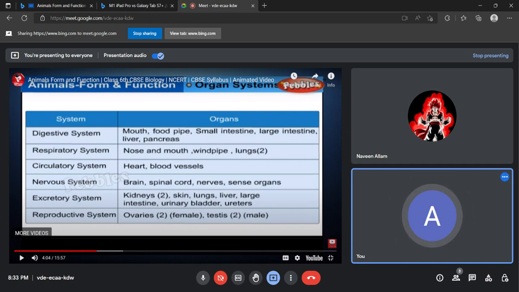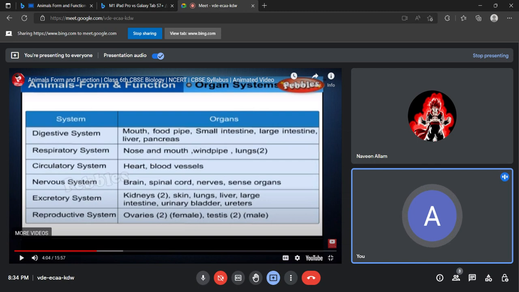Now we have the respiratory system. So where do you breathe from, take the air from? You will take the air from the nose, and sometimes you can take the air from your mouth as well. So your nose and your mouth. And where does the air go? Then it will go to the windpipe. From the windpipe it will go to the lungs. There are two lungs in our body, so that is why this two in number is there. So we have nose and mouth, then we have windpipe, and from that the air will go to the lungs. So this is the respiratory system.